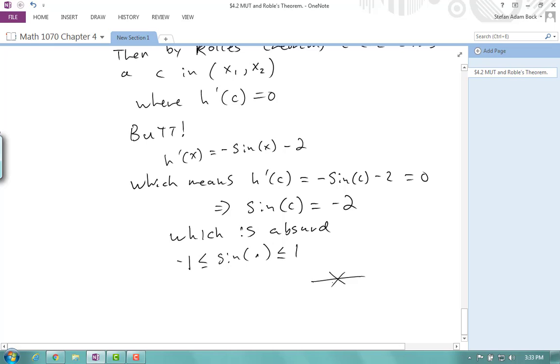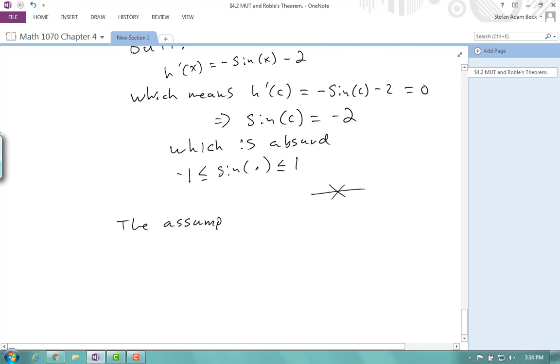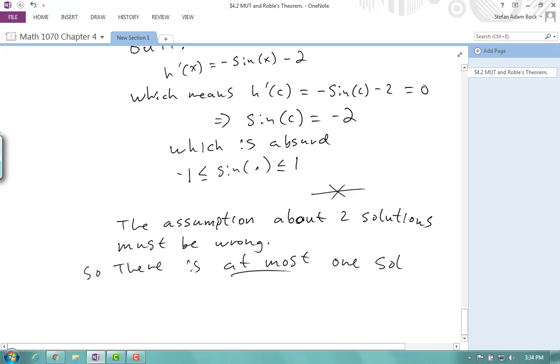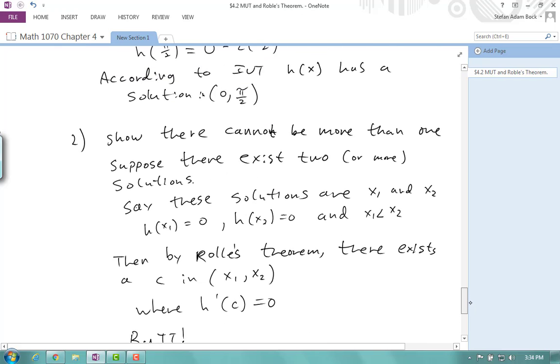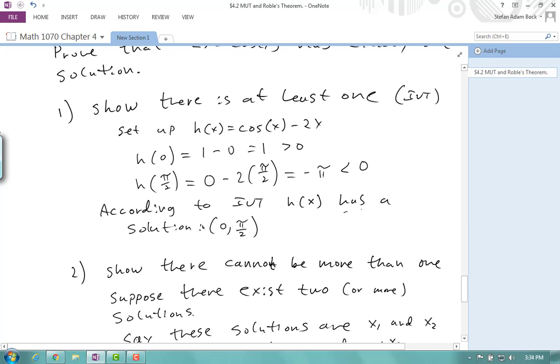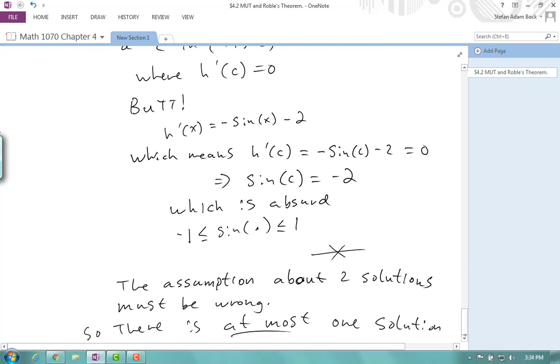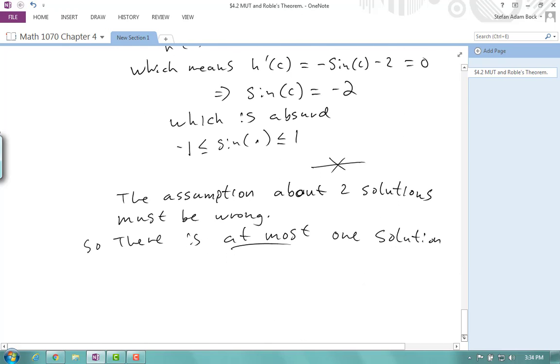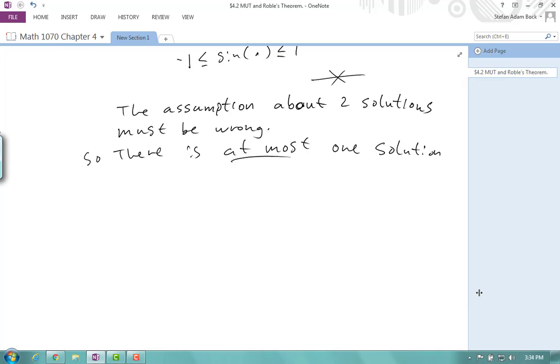I made an assumption and I got something which was totally silly, which means I must have been wrong about having two solutions, which means there is at most one solution. But what we found in part 1 was that there was at least one solution in that spot, and the second part says that there is at most one solution, or no more than one solution. So if I have at least and at most, then I must have exactly one solution.